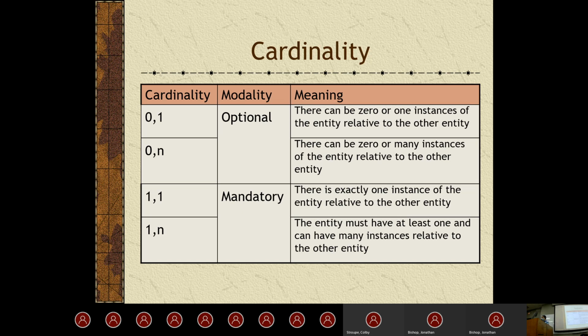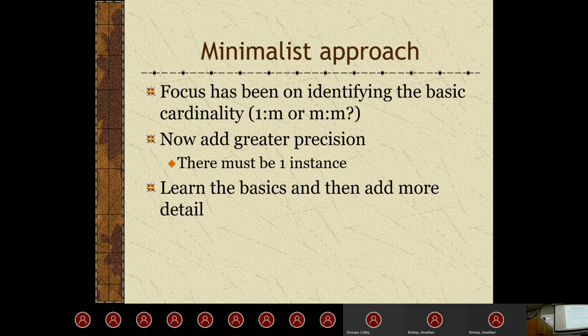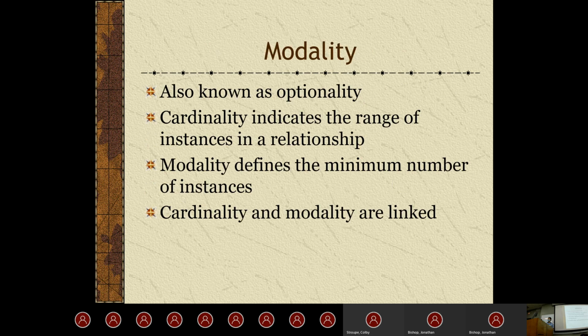So that's what we're seeing here: we have cardinality where we're defining the minimum and maximum, and then we have the modality where we're just defining the minimum amount. Is this mandatory or is it optional? Does that make sense to everybody? So basically, that's just what this is saying. Same thing here.